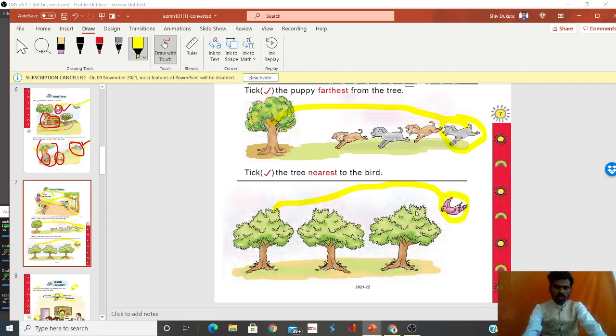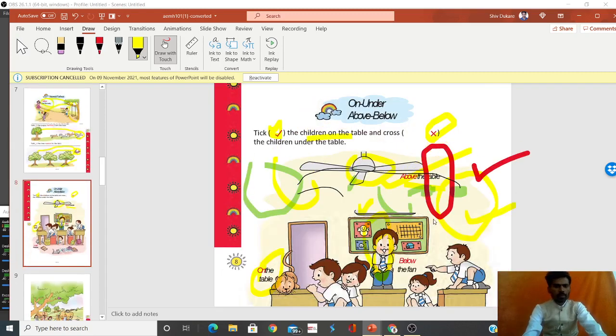Okay. Tick the tree nearest to the bird. So these are the three trees. Which tree is nearer to the bird? So this tree is nearer to the bird.